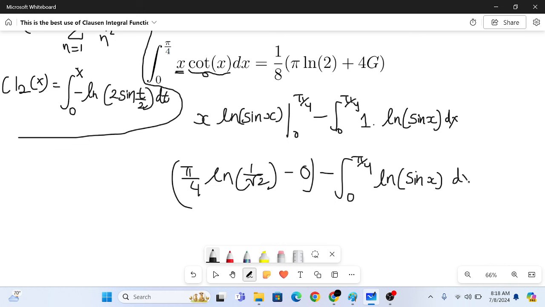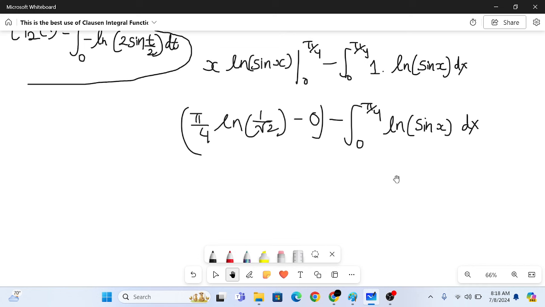Okay, good. Now over here I can first of all take a minus sign and invert it, and the power 1 by 2 can be taken outside. This is minus pi by 8 ln 2. And over here I will try to make this sine x by 2, just to take it in this form so that I can use the Clausen function.